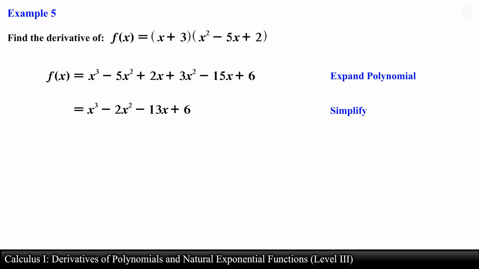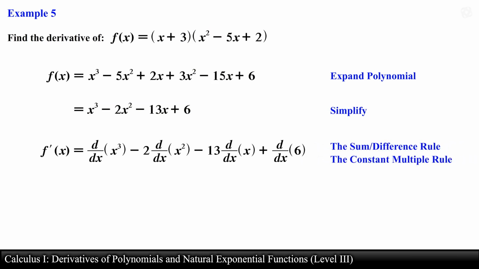Now that we have a derivative-friendly form, we now apply the sum and difference rule, constant multiple rule, and power rule to the respective terms. Applying these rules yields the final derivative, which is equal to 3x squared minus 4x minus 13.